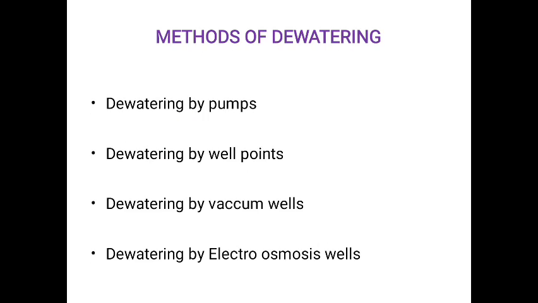Now we are discussing the methods of dewatering. The first one is dewatering by pumps, the second one is dewatering by well points, the third is dewatering by vacuum wells and the fourth is dewatering by electro-osmotic wells.